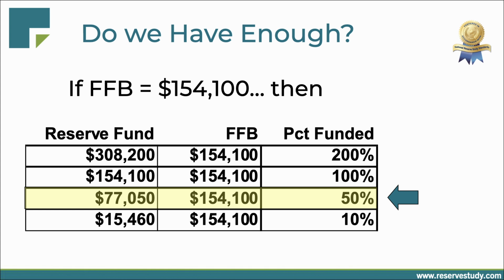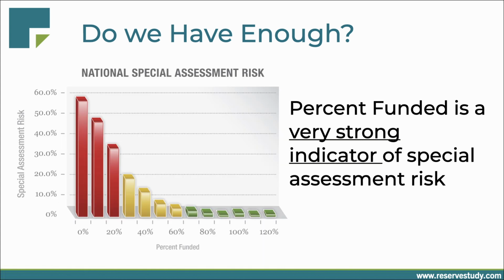What are the implications? Now we're getting to some good stuff. This is how you can learn if your reserves are strong, fair, or weak. It's all about percent funded. And that's a strong indicator of special assessment risk. Do you have enough to do your reserve projects or not? That's fundamentally what you want to know. And that's fundamentally what percent funded tells you. It's a powerful risk indicator.